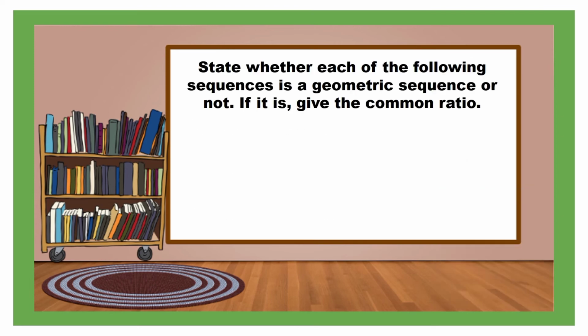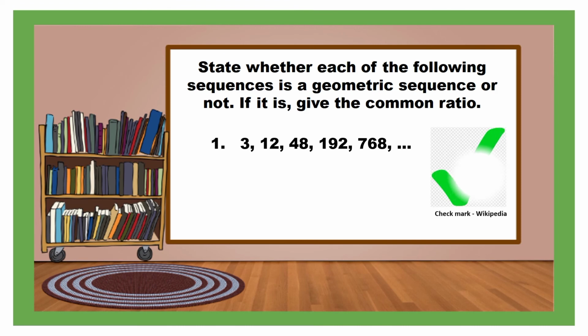Now, it's time to test yourself. State whether each of the following sequences is a geometric sequence or not. If it is, give the common ratio. Let's start with number 1. 3, 12, 48, 192, and 768. It is a geometric sequence. Its common ratio is 4.